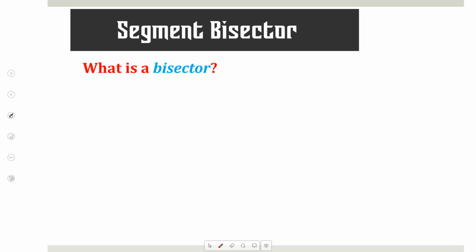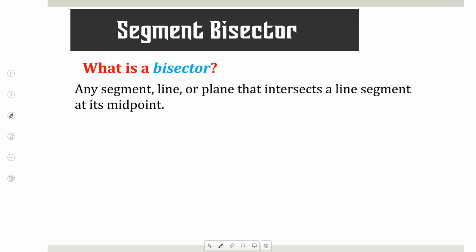Bisector. What does the prefix bi mean? 2. Sector. Everybody know what that means? Sect, to cut. So bisector means to cut in half. Not cut into 2 pieces. Cut in half. Okay? So a point that's between 2 other points on a segment would be between, but it's not a bisector. A midpoint is a bisector because it's splitting it into 2 equal halves.